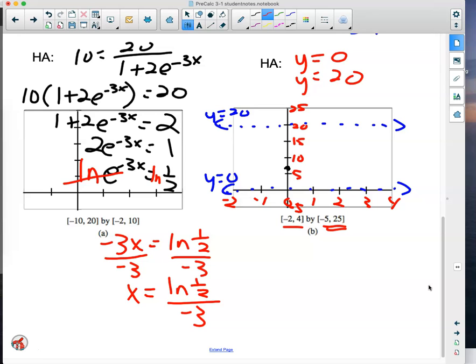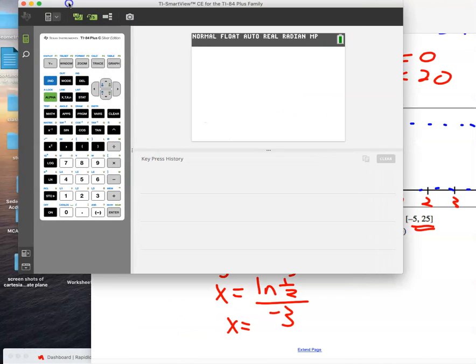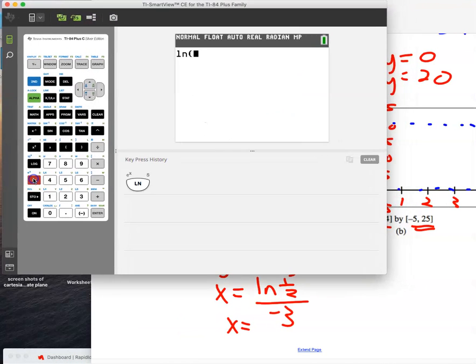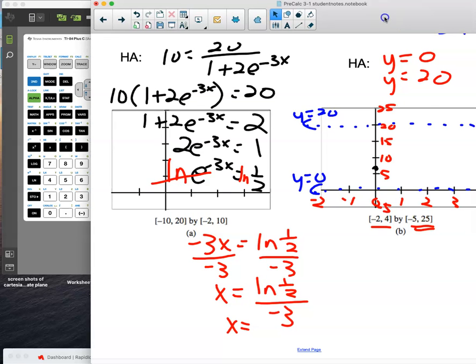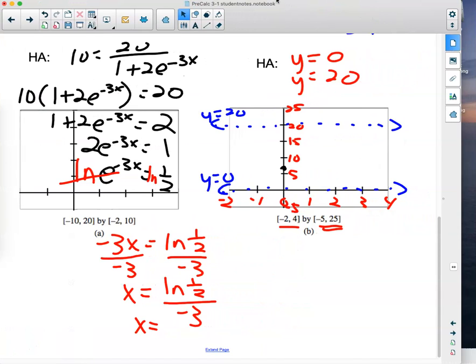So this we would punch into the calculator and we'll figure out what x is. So natural log of 1/2, and then we'll divide that by negative 3. And we get about 0.231 to 3 decimal places. And again, that's a really important point. That's our inflection point.